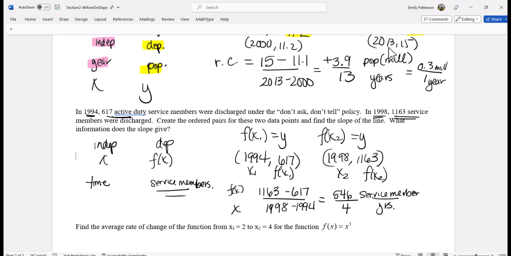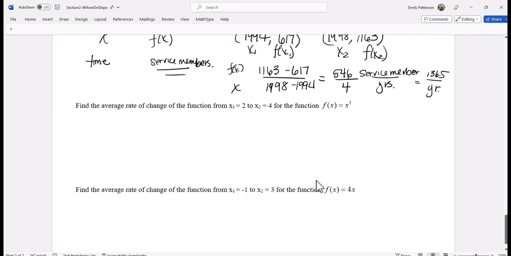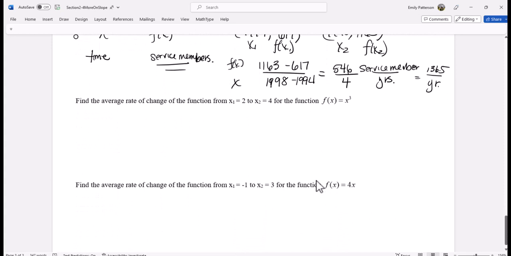Never forget what these labels are, and it gives that context a lot better. So when we divide that out, dividing it by 4, that means that they increased the number of service members discharged by 136.5 every year, approximately. So we have context. We can also find these values in simple function values here.